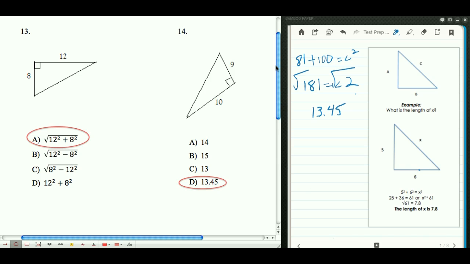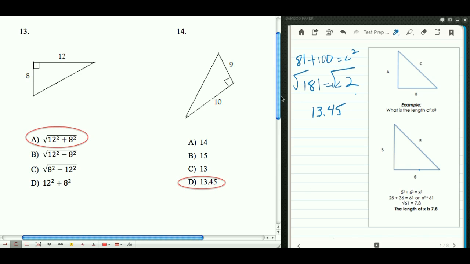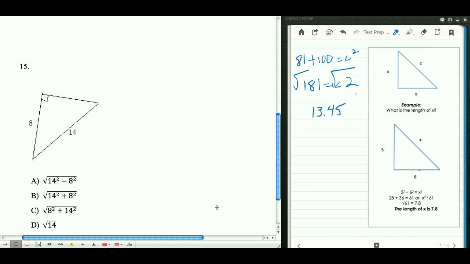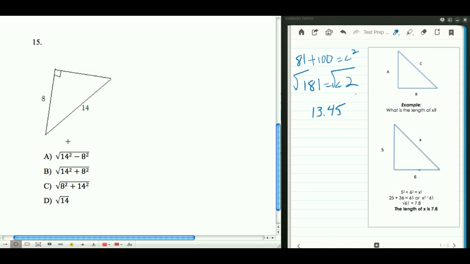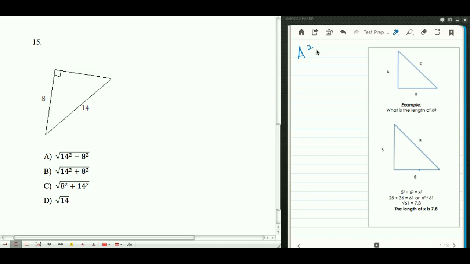All right, one more problem, and that'll finish out this lesson. It's another problem just like number 13, so they're not really asking us how to answer it, they're asking us how we solve it. Let's erase this really quick. All right, so we know the formula a squared plus b squared is equal to c squared. We know the long side is always c squared, so that means it's going to be 14 squared.